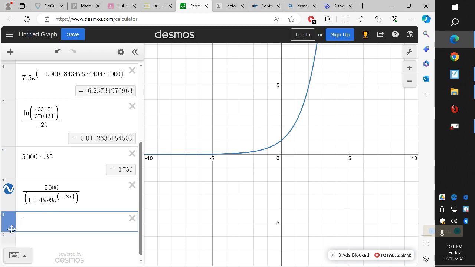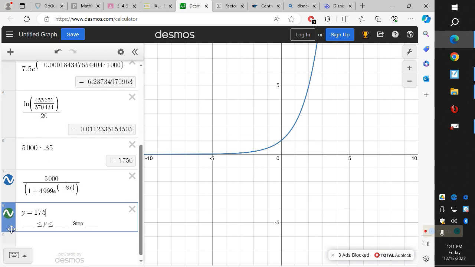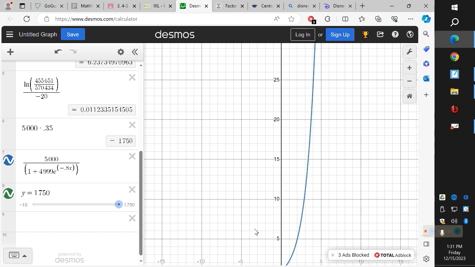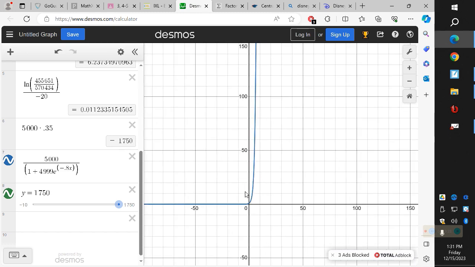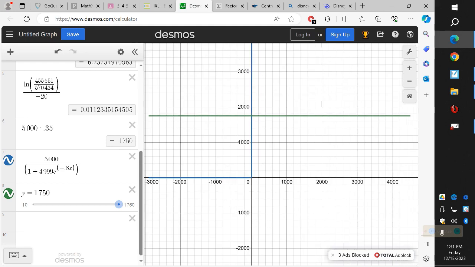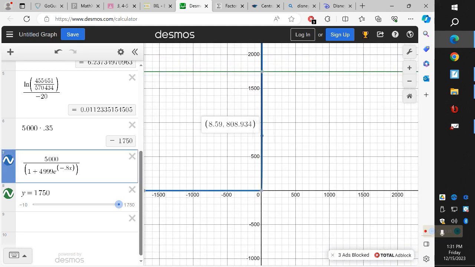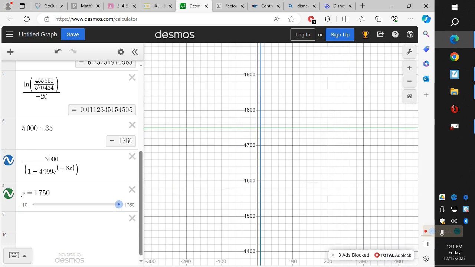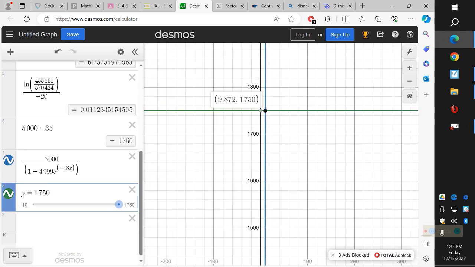Now, the second one is y is equal to 1,750. And all I'm going to do is zoom down so that I can see where these two graphs intersect. Do we see that? And then I'm going to zoom out a little bit, and I want to see where those two graphs intersect.